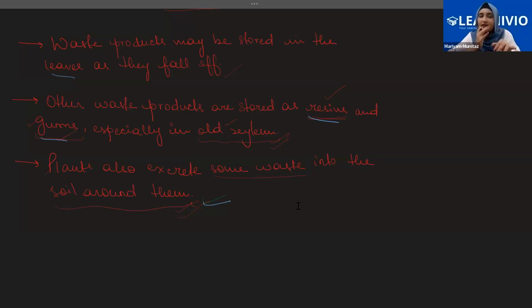And apart from that, many plants are medicinal plants also. Like you might have heard that the neem plant is antibacterial. That does not provide any effect to the plant itself. It is antibacterial for us, so we can use it. In the same way, these products are waste for the plant, but they can be used by us. Clear? Yes, ma'am.